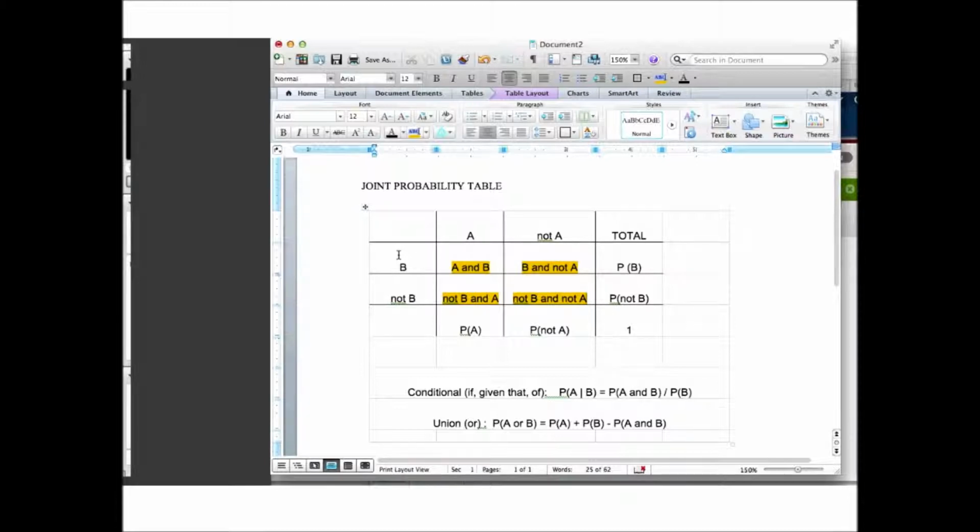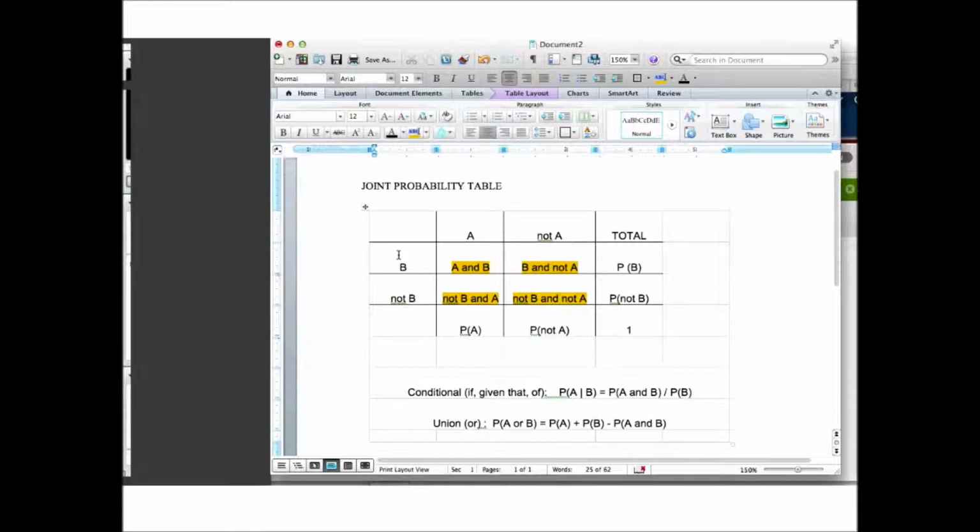That's why it's called the joint probability table. This is generic, guys. You have to customize it based on the problem that you are given. This is just generic. Below, I have the 2 most used formulas in the probability chapter, conditional and union.